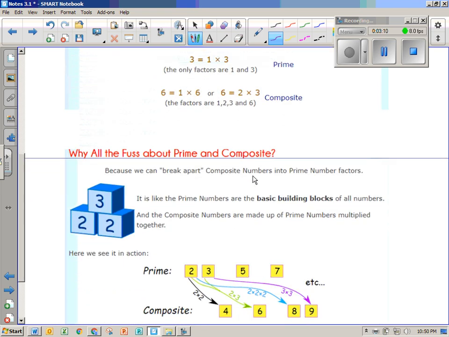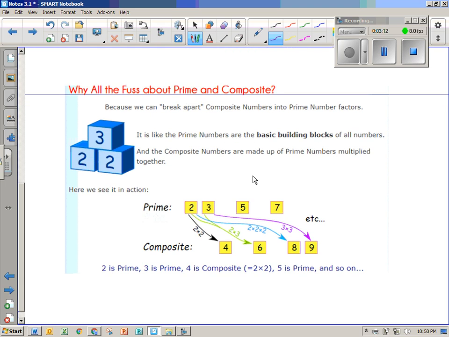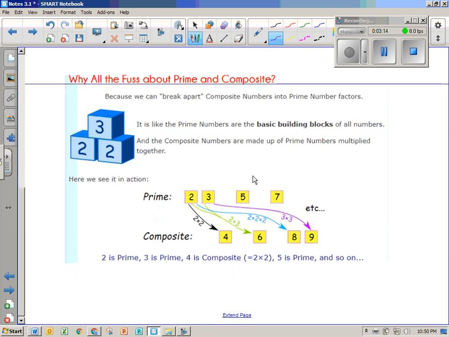You might be thinking, what is all the fuss about prime and composite? Well, there's actually a big deal with prime numbers. They're basically the building blocks of all numbers. All composite numbers are made up of prime numbers, which is where they get their name composite. That's a composition of other things.